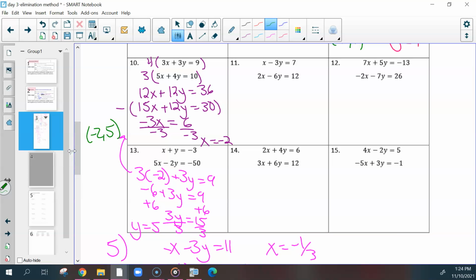For 11, these are all lined up. We again don't have the same coefficients for x or for y, but this x has a 1 and then this one has a 2, so I'm going to focus on those two to get rid of my x's by multiplying the first one by 2, and then rewriting it underneath. And then I could subtract these equations.